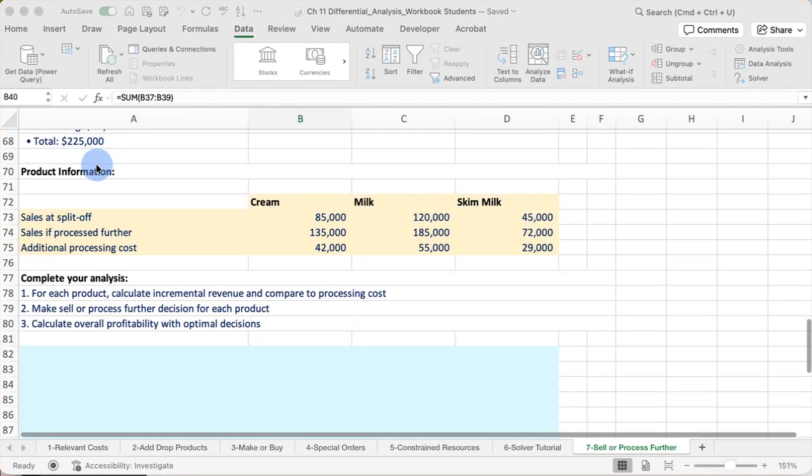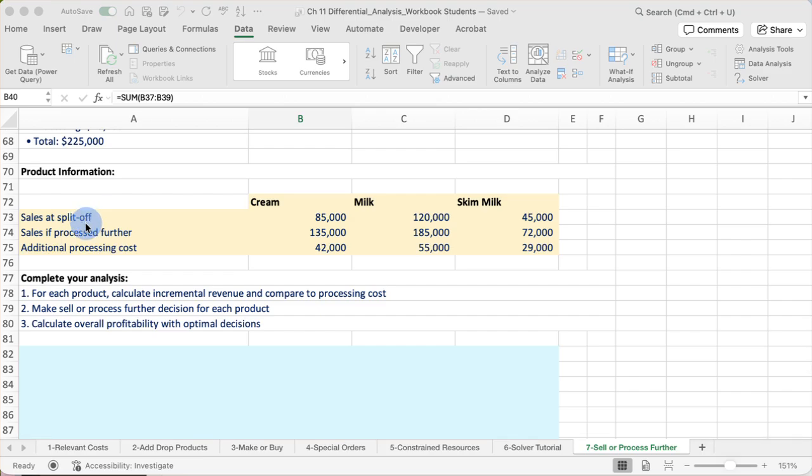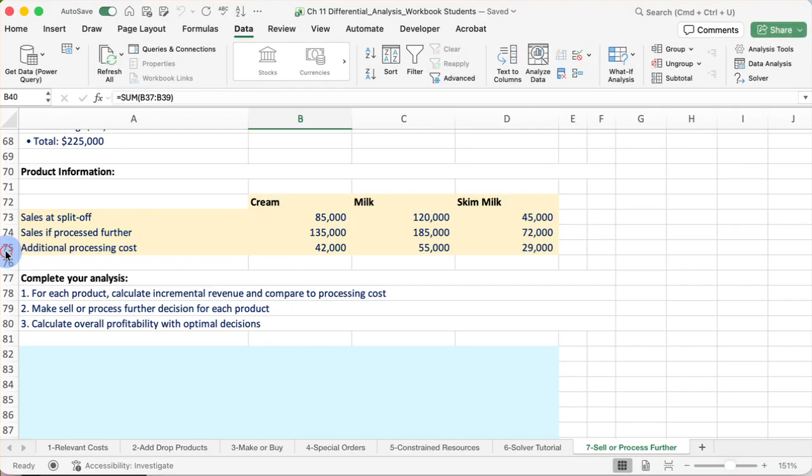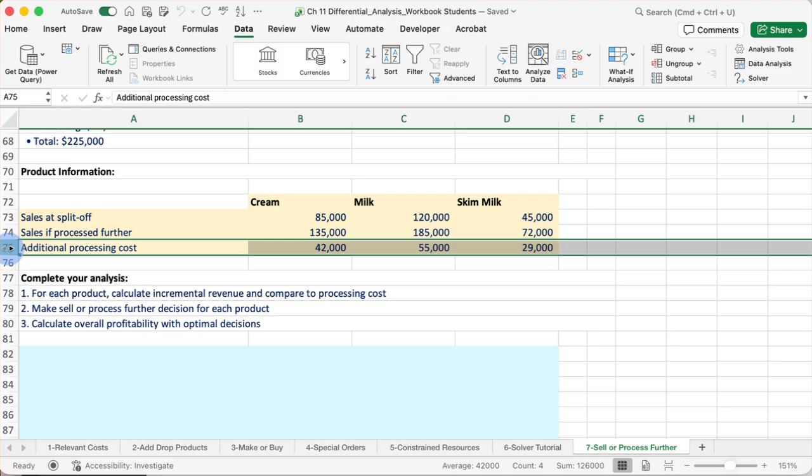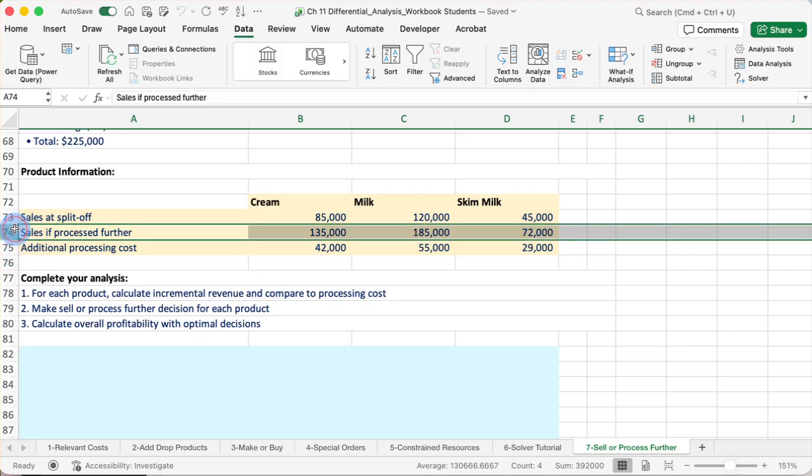We also know that at the split off point, so before it's processed further, we could sell these products for $85,000, $120,000, or $45,000. Then we have costs of processing these products further. Sorry, the cost is at the bottom. The additional processing cost is on row 75. In row 74, we see the sales price if we were to process these products further.